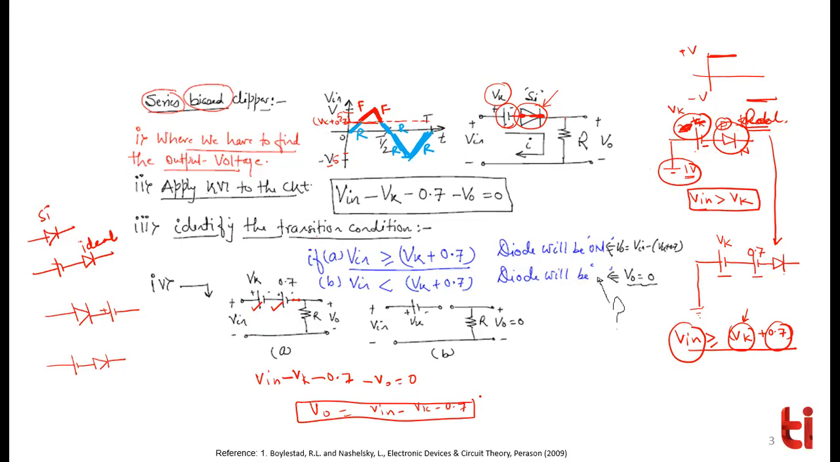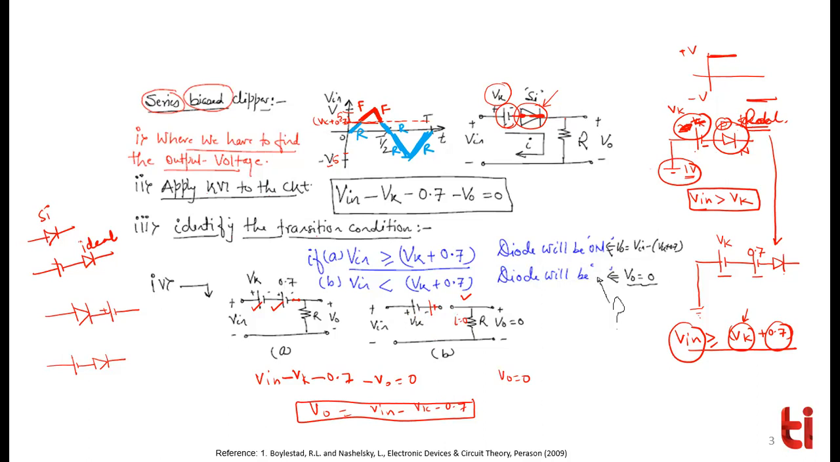Okay. And when the diode is in reverse bias, what will be the output voltage? I have redrawn the circuit. Let's put a 0.7 volt battery over here also. And this is an open circuit. If this is an open circuit, there will be no current. I will be 0, so V0 equals 0.